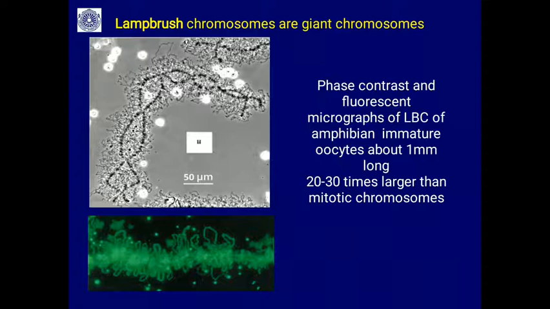Lampbrush chromosomes are giant chromosomes. You may see here the phase contrast and fluorescent micrograph of Lampbrush chromosomes of amphibian immature oocytes. This is about 1 millimeter long, and you may compare it with the mitotic metaphase chromosome. It is almost 20 to 30 times larger than the mitotic chromosomes.